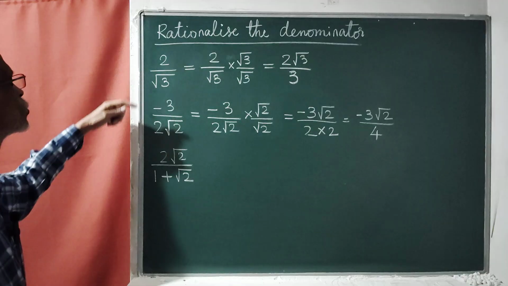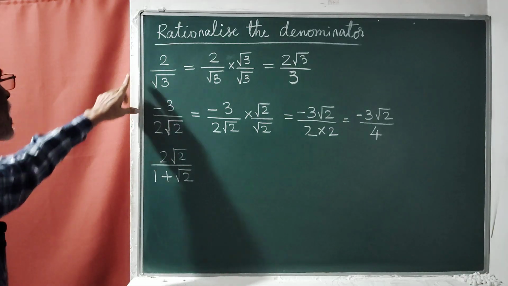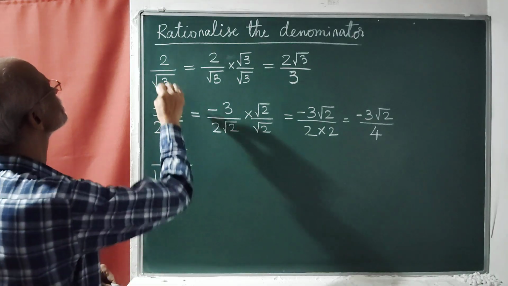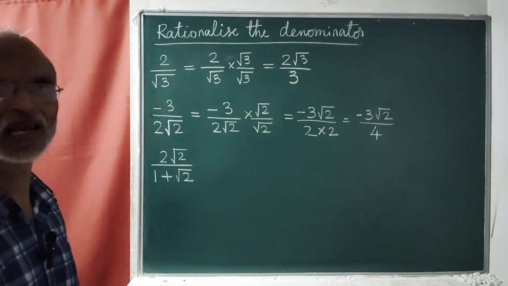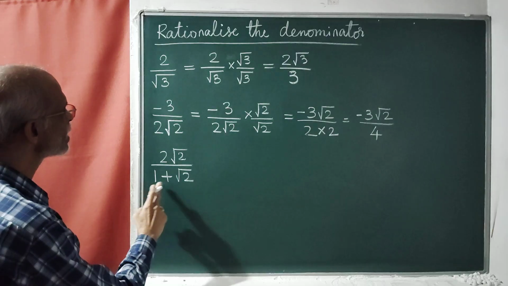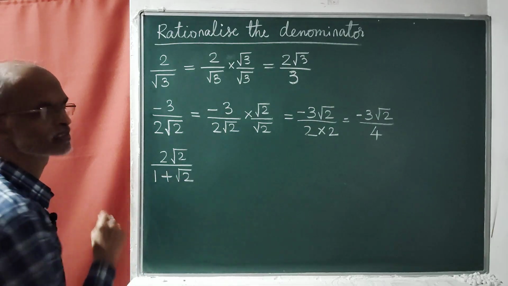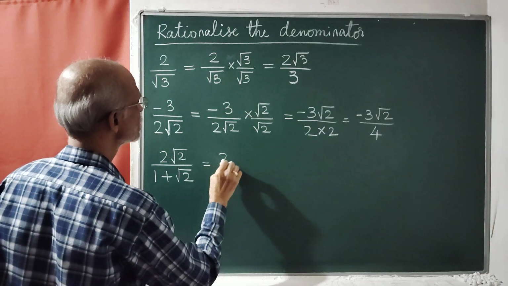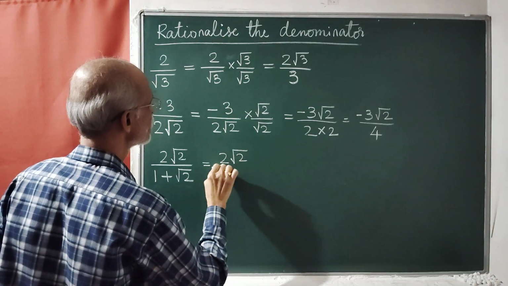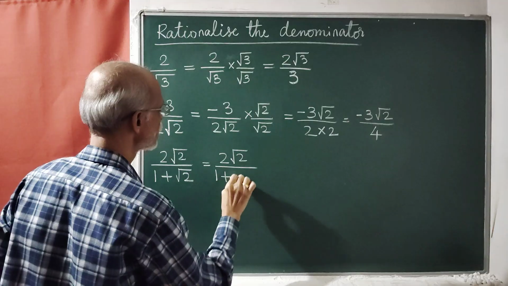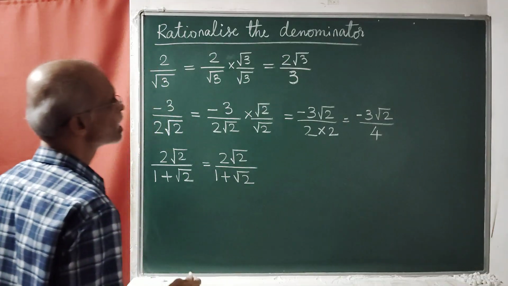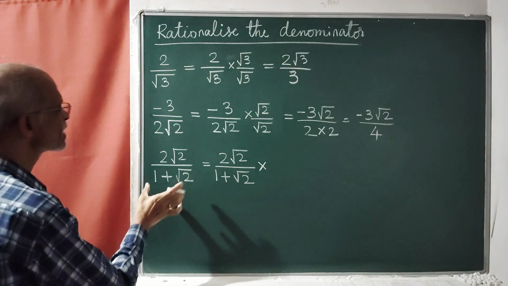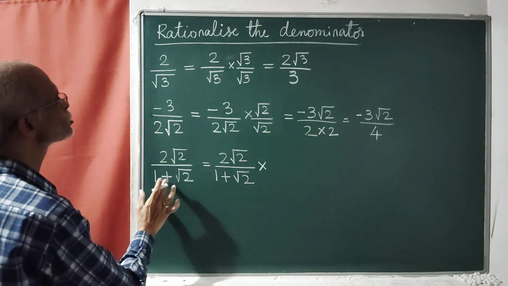In these two sums, the denominator was a monomial. In this case, it's a binomial. Then how to rationalize it? In this case, I will multiply the numerator and denominator with the same term, same with opposite sign.